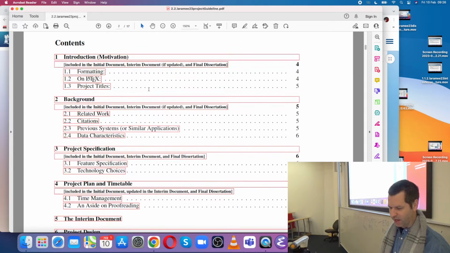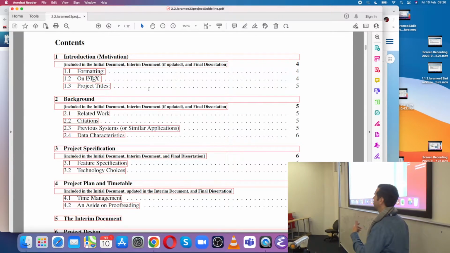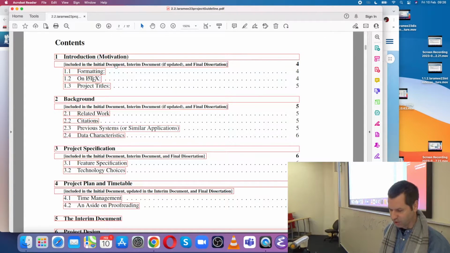Right, so they have a table of contents. Now this table of contents is a role model for how your own table of contents can look, right? If you're wondering how should my project be organized, this is how you can organize your dissertation, right? It has introduction and motivation.